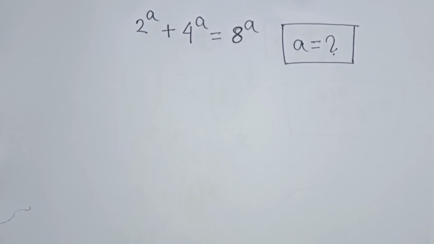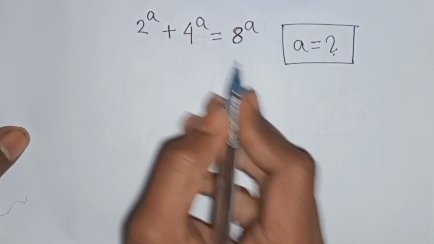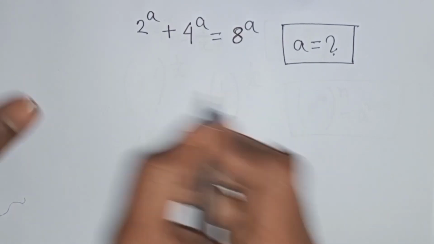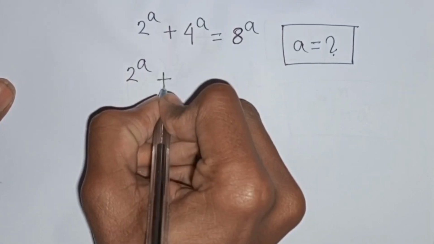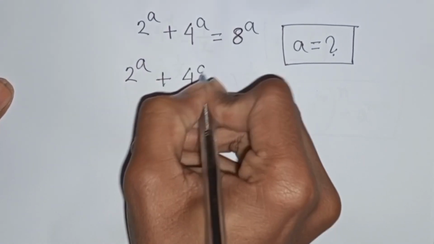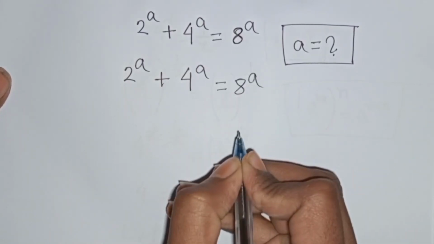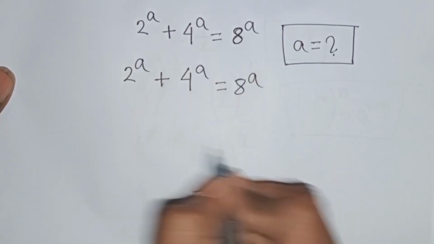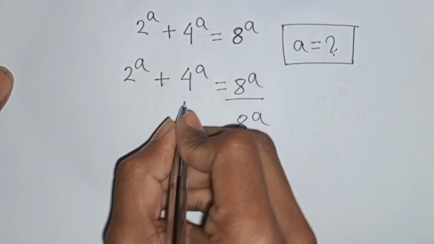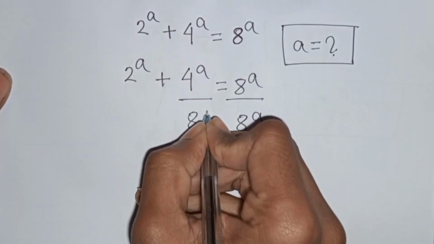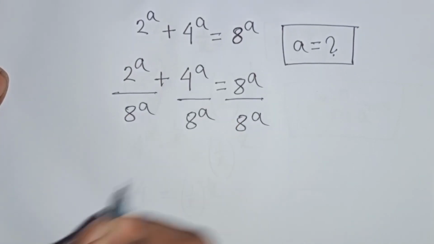How to solve 2 power a plus 4 power a is equal to 8 power a. Find the value of a. So we have 2 power a plus 4 power a is equal to 8 power a. Now we divide by 8 power a on both sides.